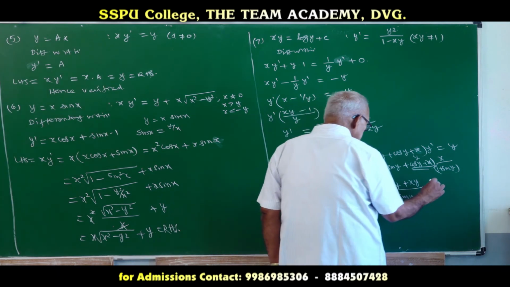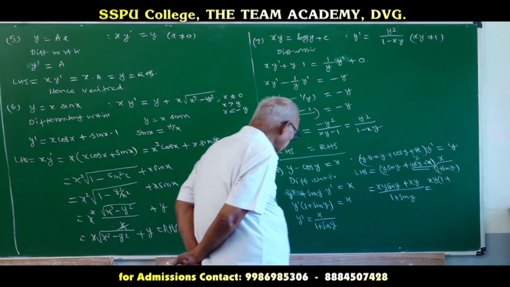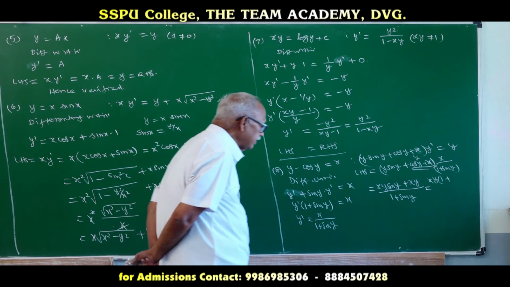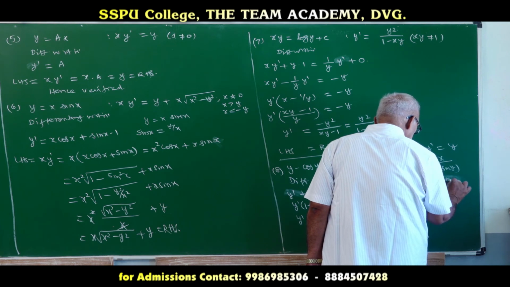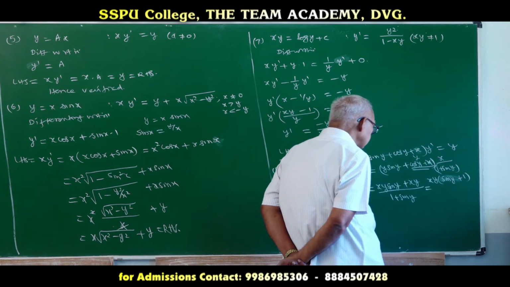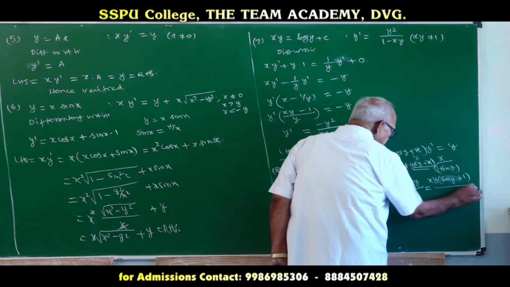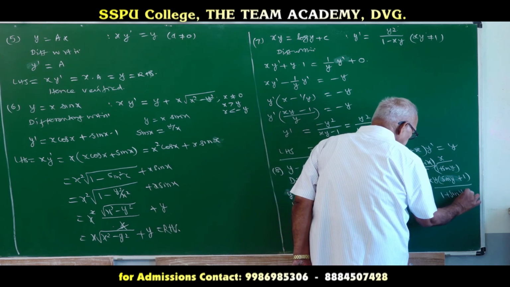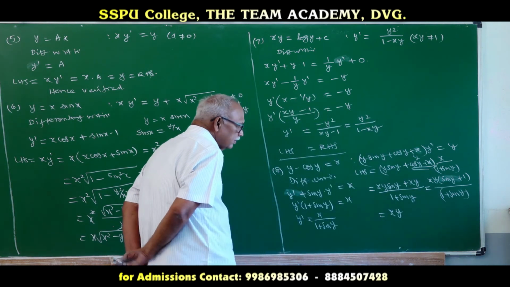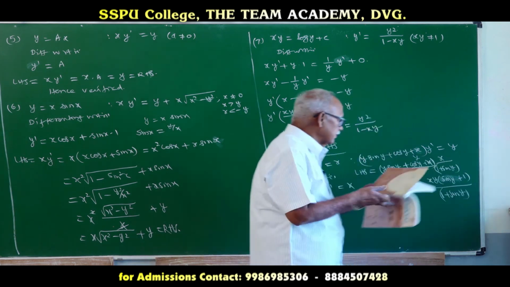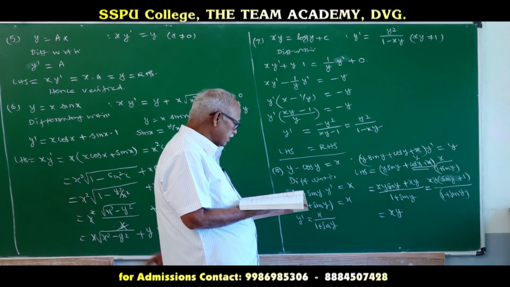Now, we can take xy out. xy into sin y plus 1 divided by 1 plus sin y. This is equal to xy. So, instead of y, we are getting here xy.